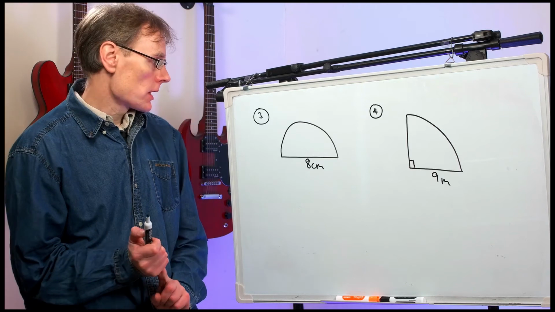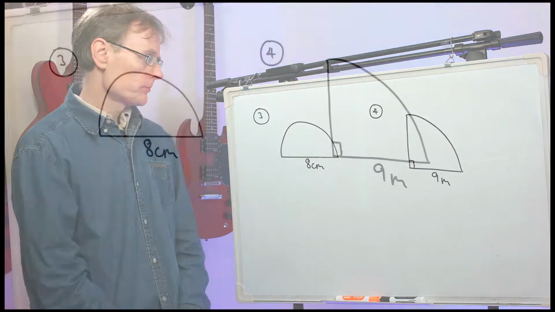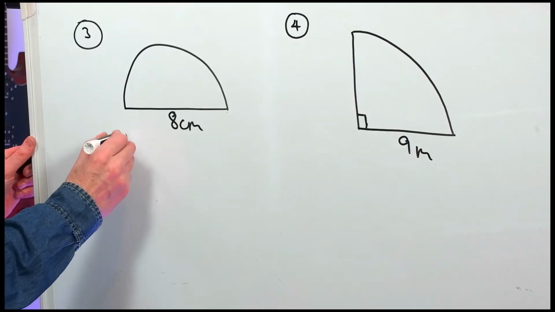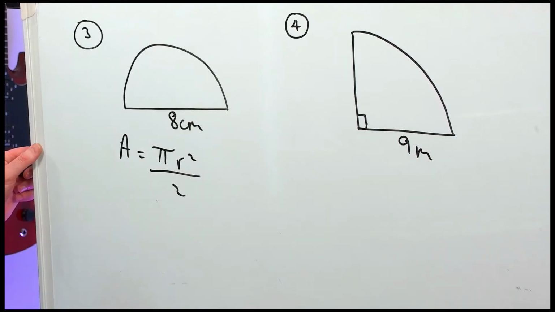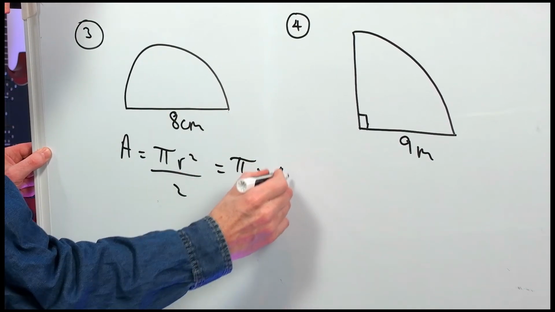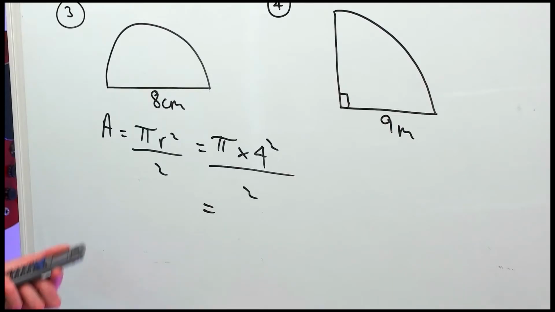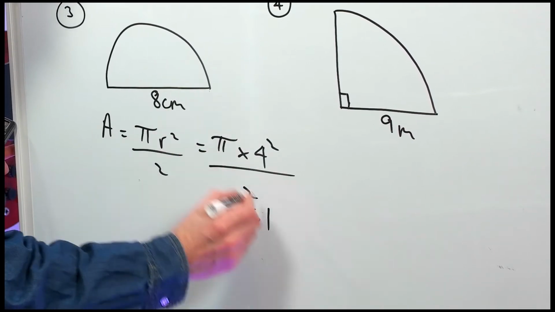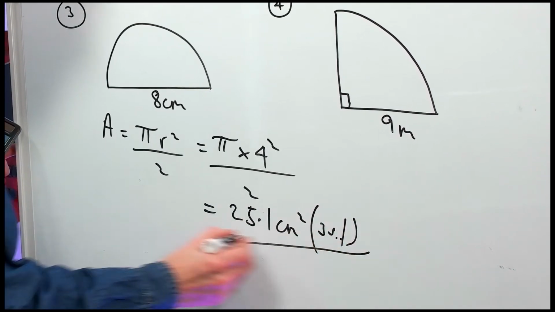Right, a couple more questions for you to try. This time we have a semicircle and a quadrant. We want to work out the area. Okay, so number 3, the area equals pi r squared divided by 2. Pi r squared over 2, which is pi times 4 squared over 2, which comes to 25.132. That's 25.1 centimeters squared to 3 significant figures.